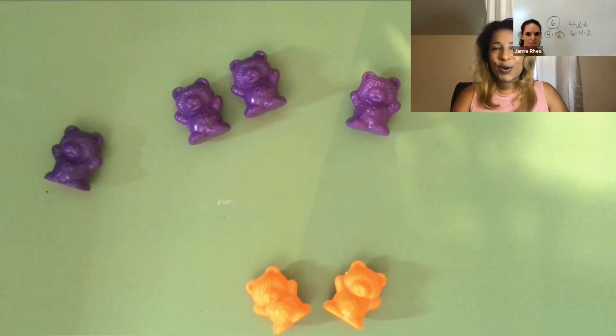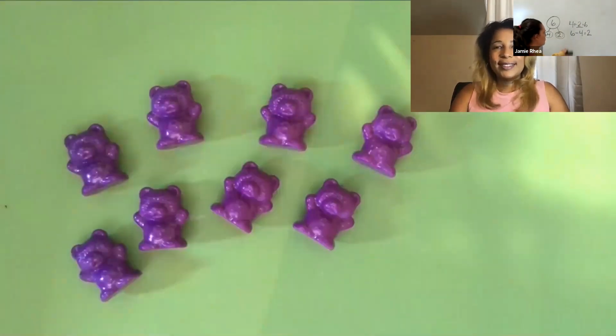Ready for another story? Let's do it. Here we go. Once upon a time, 8 bears were fishing for dinner. 5 bears had been fishing all day. The rest of the bears came after lunch. How many bears came after lunch? How can we do that? Solve and write an addition and subtraction number sentence along with a matching number bond.